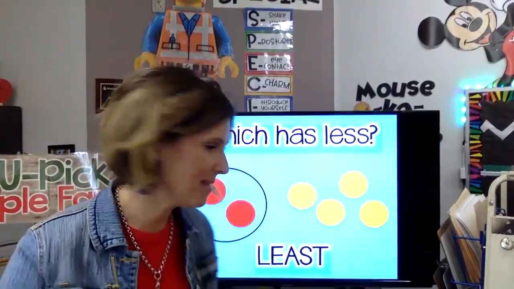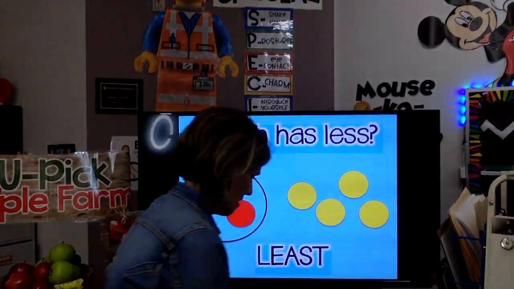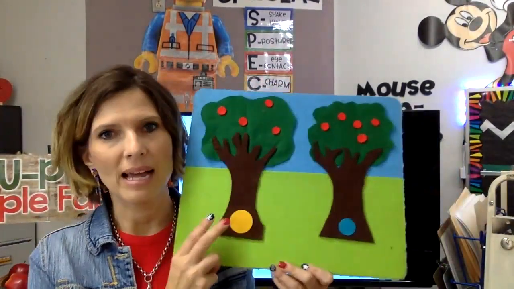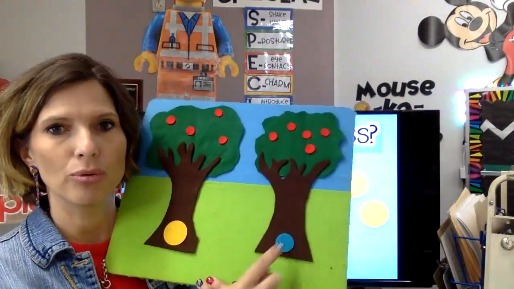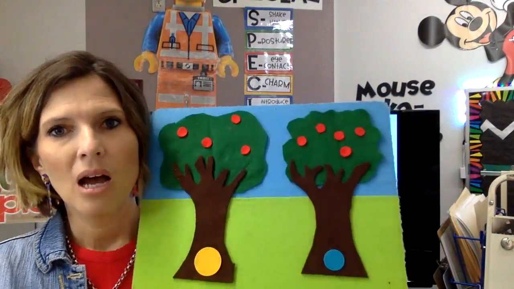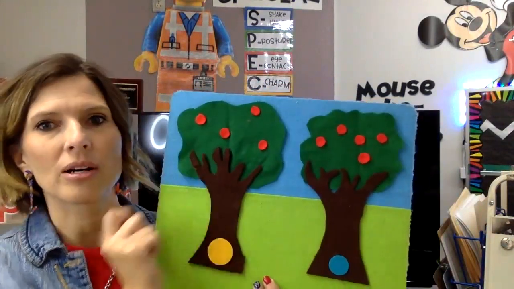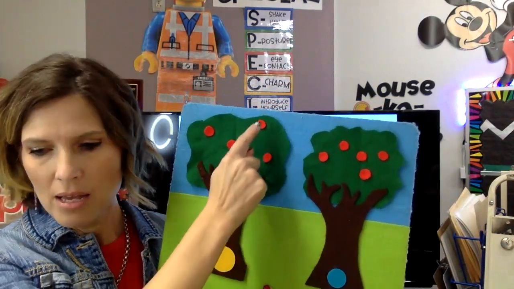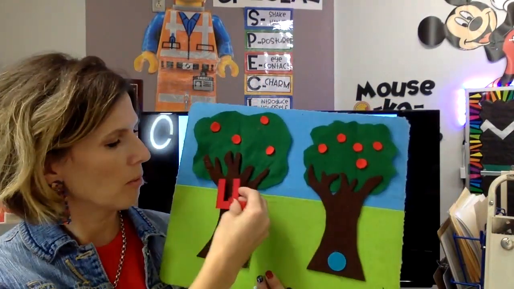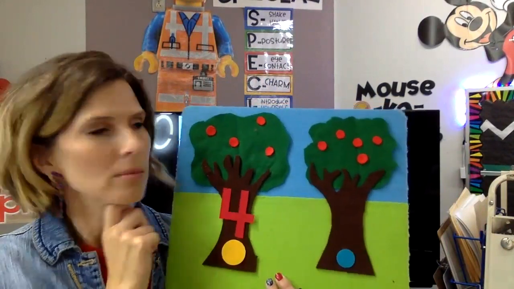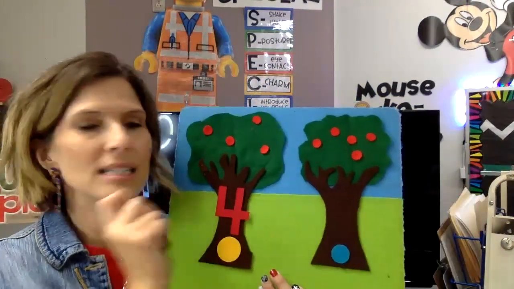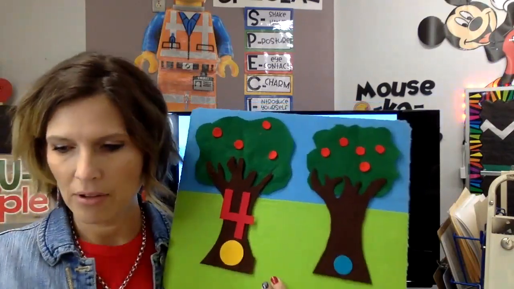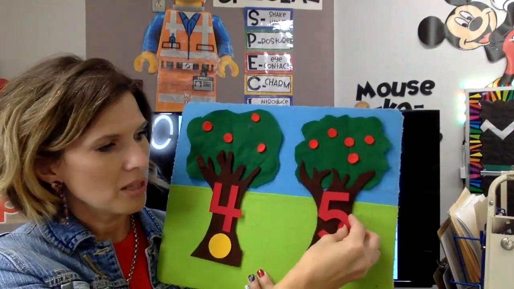So for math today, I have an apple tree. I'm gonna say this is my yellow apple tree and this is my blue apple tree, just so we can look at them. All right, so let's look. How many apples are on this tree? Let's count them. 1, 2, 3, 4. I'm gonna put a 4 there so we can remember that there are 4 apples on this tree. Okay, how many apples are on this tree? Let's count them. 1, 2, 3, 4, 5. There are 5 apples on this tree.